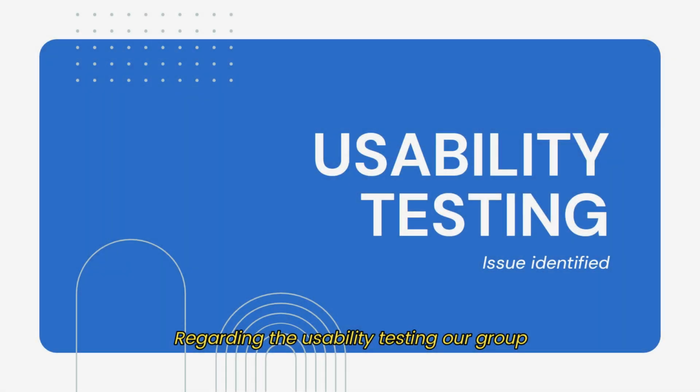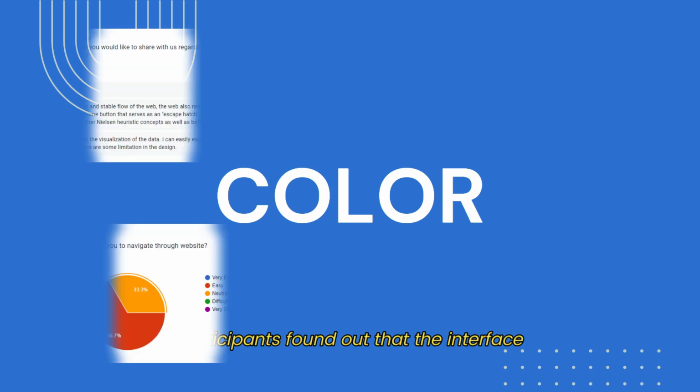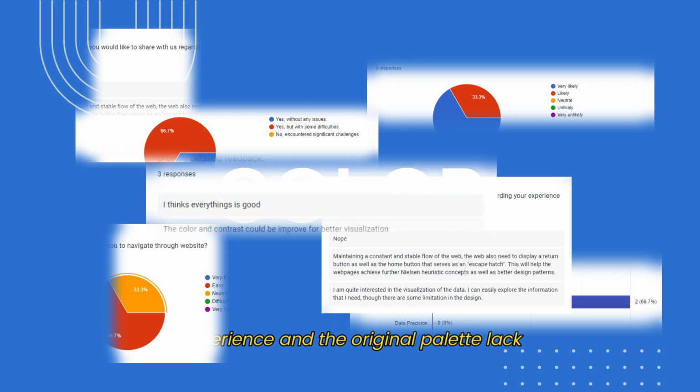Regarding the usability testing, our group has gathered notes from the observer as well as the feedback from the post-survey questions. Color is one of the two main issues that we identified. Participants found that the interface color is confusing, impacting the experience, and the original palette lacked clarity, making it difficult for users to navigate effectively.